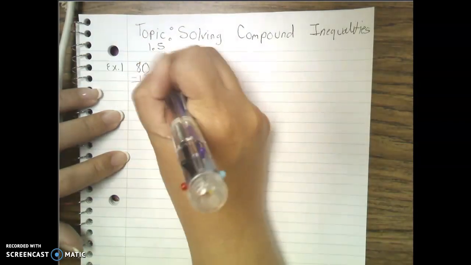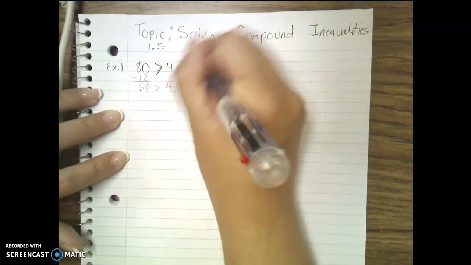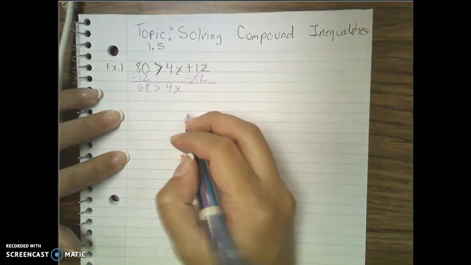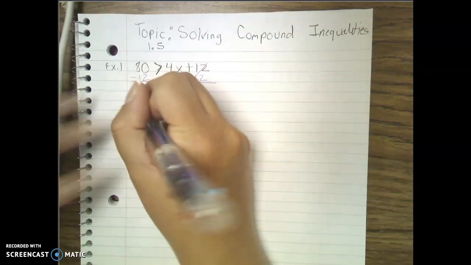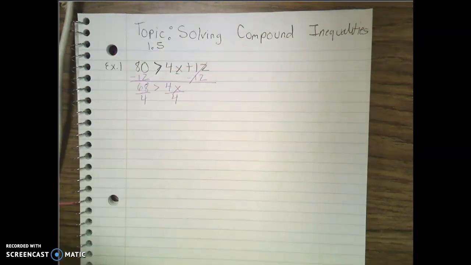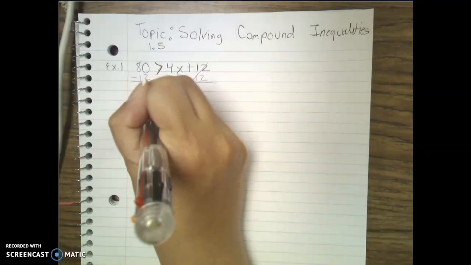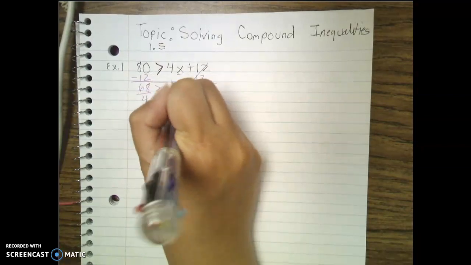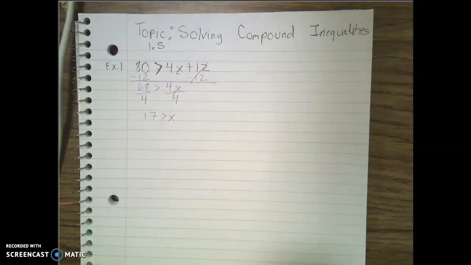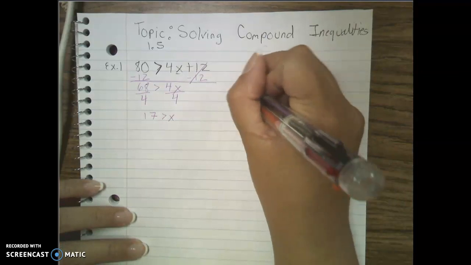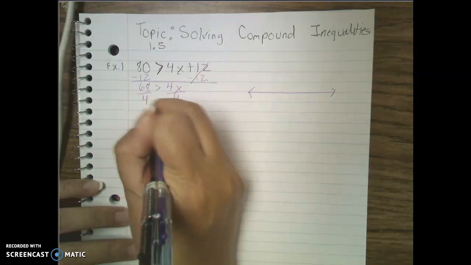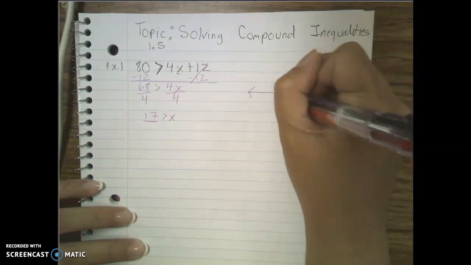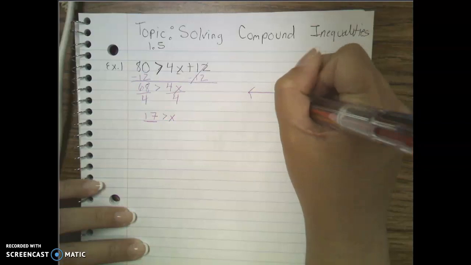Let's bring down this inequality, 4x. 12 minus 12 is 0. We don't need to write 0. And then we're just going to divide both sides by 4. And so 68 divided by 4 is 17. Okay? And so if I try to graph this on my number line, my key number right here is 17. So that's where I'm going to write on my number line as 17.